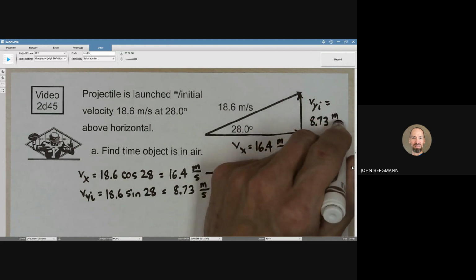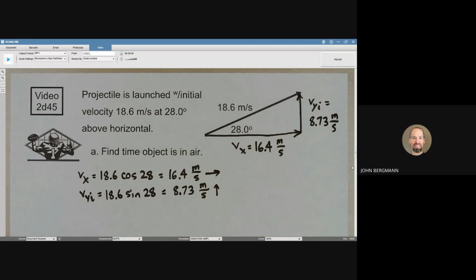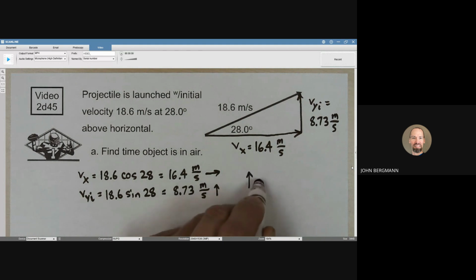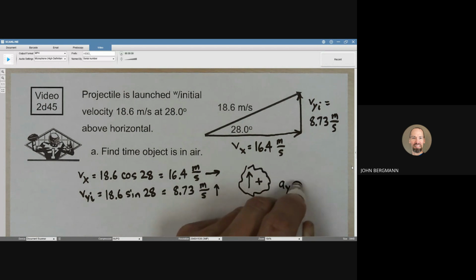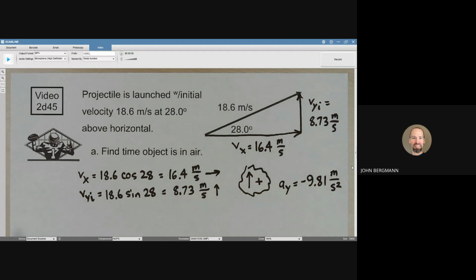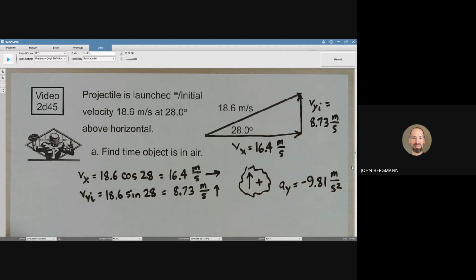8.73 meters per second. For the umpteenth time, anytime we have a projectile, we need to choose a direction to be positive in the vertical direction, and therefore have a direction that is negative. So if we choose this to be positive, which I'm going to choose upward to be positive, that means that our acceleration in the y direction necessarily has to be negative because the acceleration points towards the Earth. All right, let's find the time that the object is in the air.